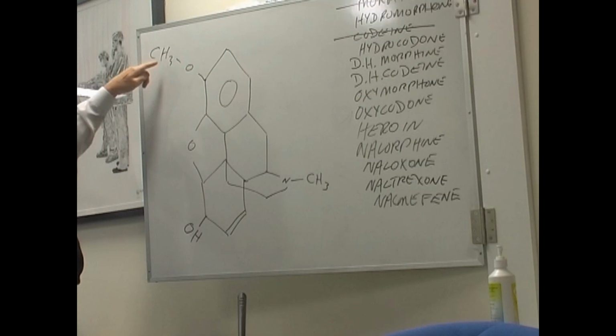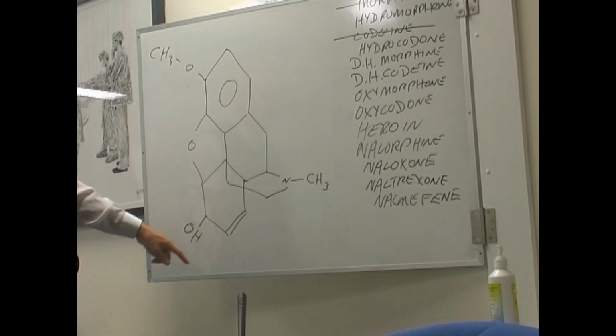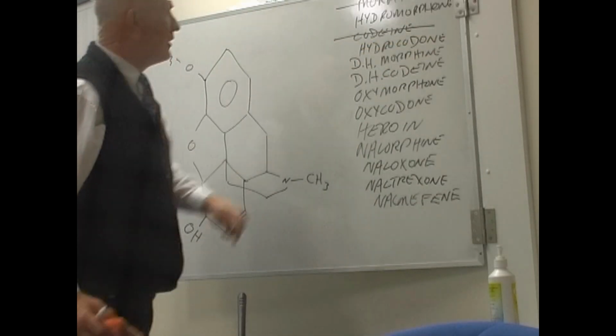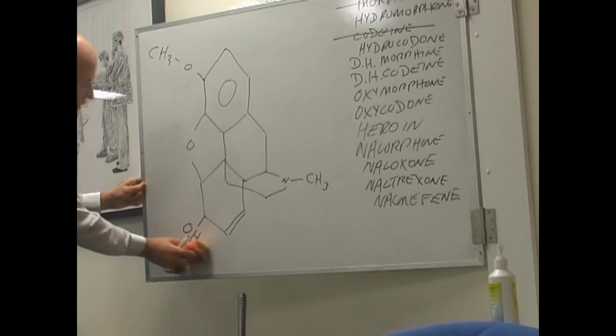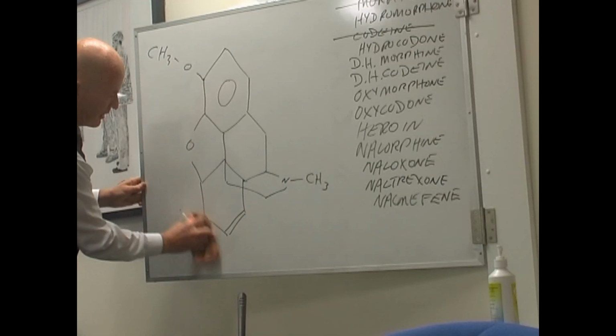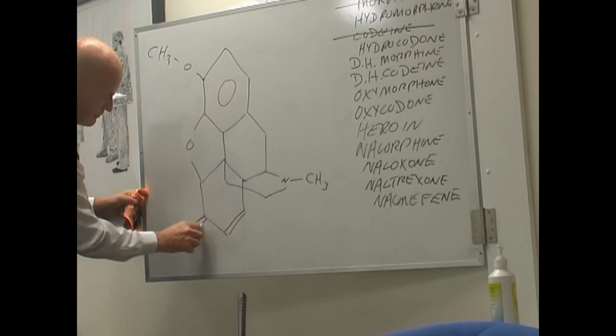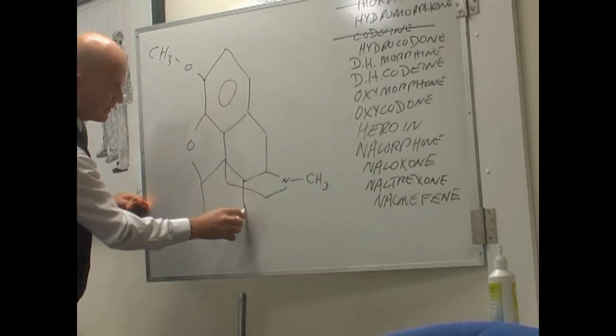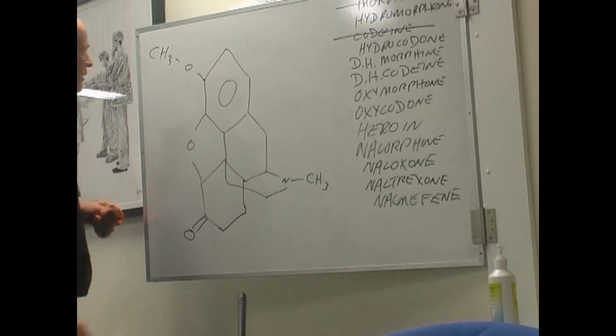Now if we take codeine, which is what we now have here, and we turn it into hydrocodone, the hydro doesn't really mean anything. The codone, the ending, tells you that what you've got to have here is a double bond O. So if you're going to have a double bond there, you lose the double bond between 7 and 8.